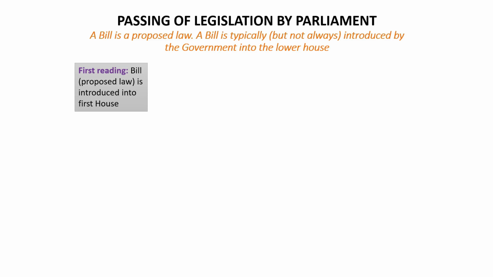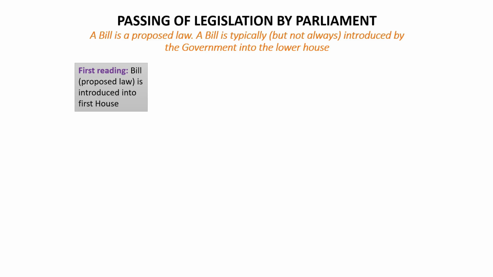In contrast, it's increasingly the case that governments do not have the majority of members in the upper house, that is, in the Senate, in the case of the Commonwealth Parliament, or in the Legislative Council, in the case of the Victorian Parliament. This means that it can be more difficult for the government to have its bills passed by the upper house.